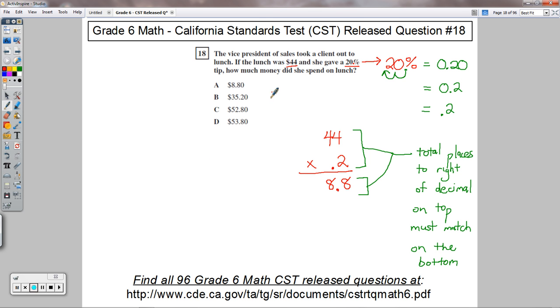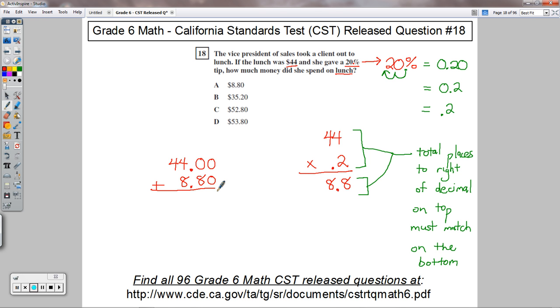So we've got $44. How much money did she spend on lunch? It doesn't say how much did she spend on the tip, but on lunch. So we have to add this to this. We have to add 44 plus 8.8. Notice what I did. I'm lining up the decimals here. 44 is the same as 44 with 2 zeros after that in terms of money.